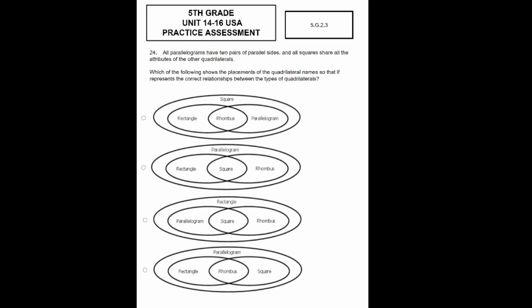All right, all parallelograms have 2 pairs of parallel sides, and all squares share all the attributes of other quadrilaterals. Which of the following shows the placement of the quadrilateral names so that it represents the correct relationship between the types of quadrilaterals? Okay, so this was read really crazily. They're just saying which of these Venn diagrams and graphs show correct information.